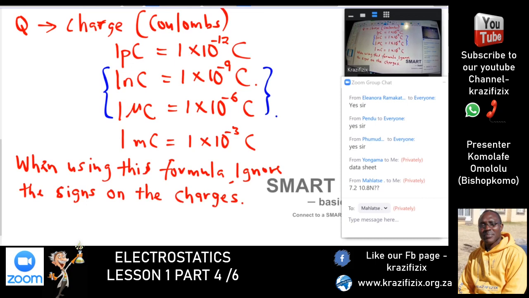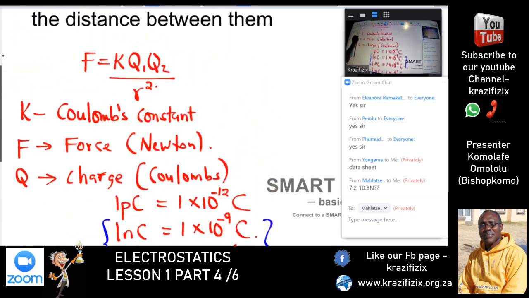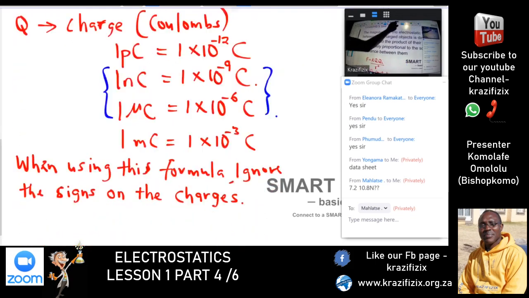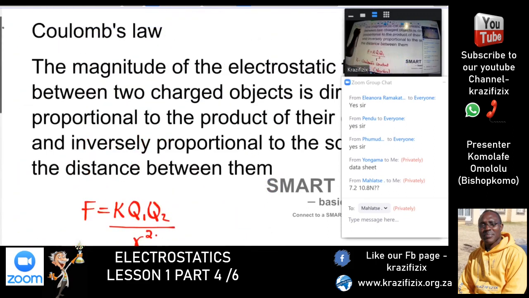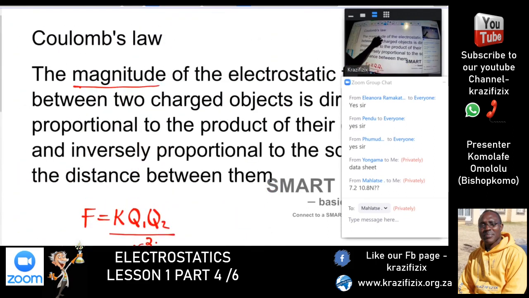Why are we saying you should ignore the sign? If I go back to the law, what does the law say? It says the magnitude. Remember, force is a vector quantity, which has both magnitude and direction. So we are saying the magnitude, which means we don't need the plus and the minus. Already we've dealt with the plus and the minus. From the first slide, we said that like charges will repel, and unlike charges will attract. That's what the plus and the minus will do.